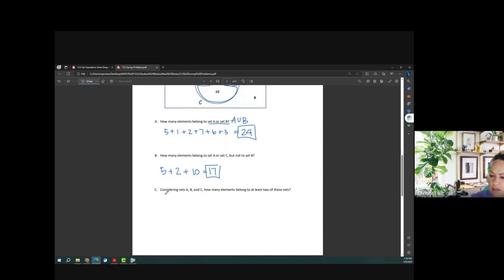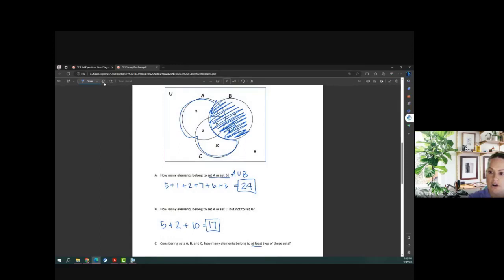And then the last one, considering sets A, B, and C, how many elements belong to at least 2 of these sets? So at least 2. So that means that we want to look where there are 2 or more sets. So what that means is we want to look in these intersection pieces because that is where these 2 sets intersect. So the elements inside of these pieces are in 2 or more sets.